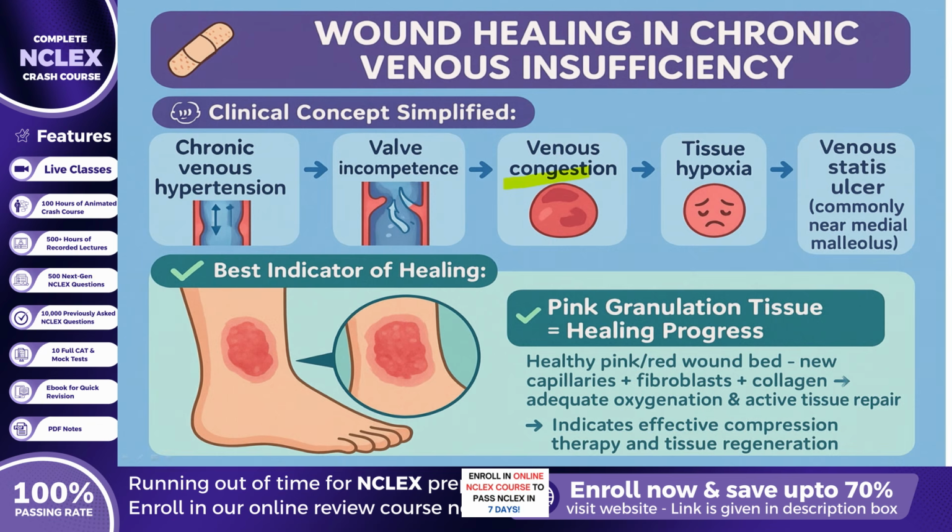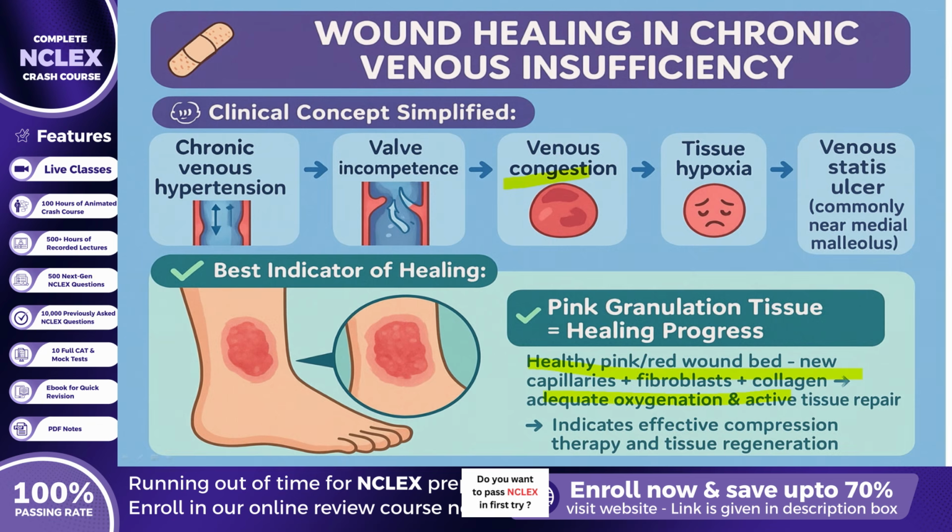The most reliable and visible indicator of healing is the appearance of healthy pink or red granulation tissue in the wound bed. This new tissue contains capillaries, fibroblasts, and collagen fibers, all of which nourish the area and facilitate epithelial regeneration.